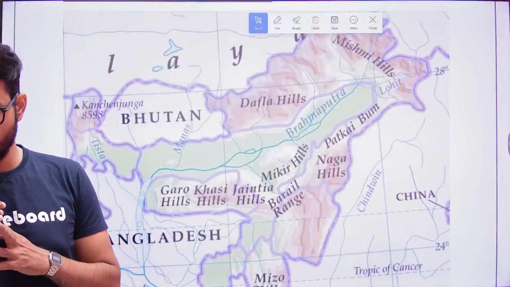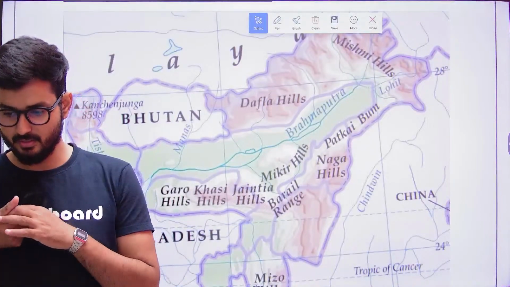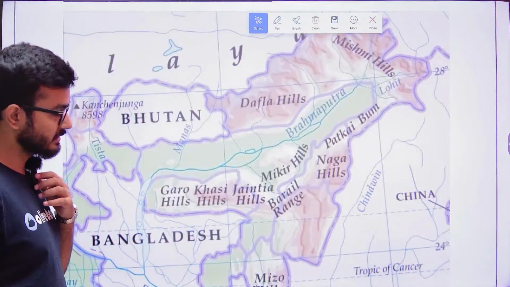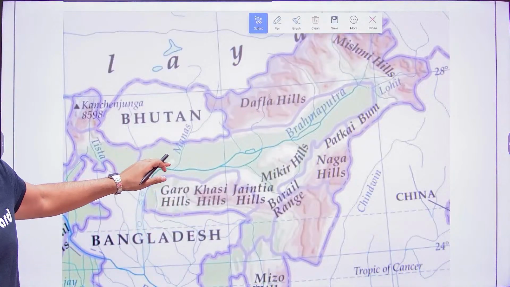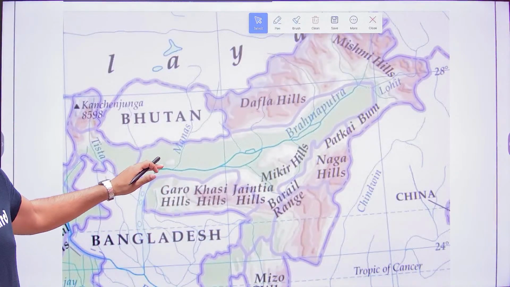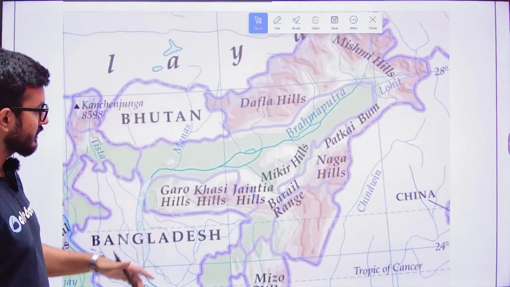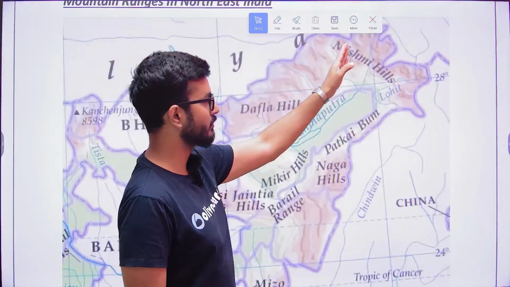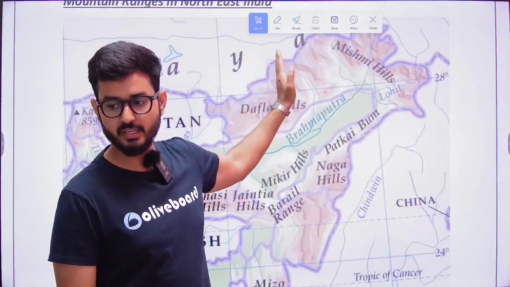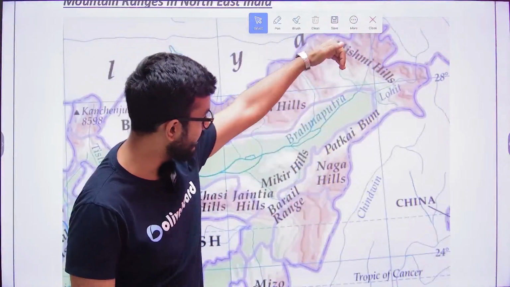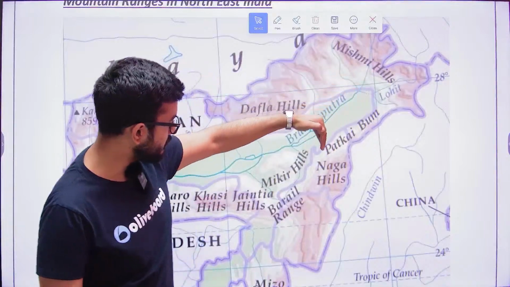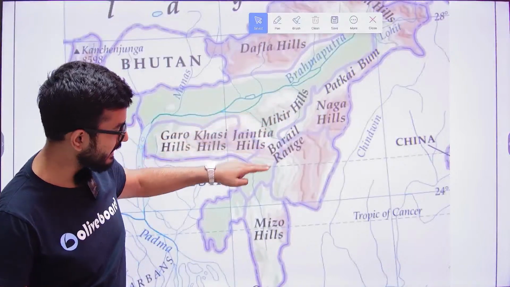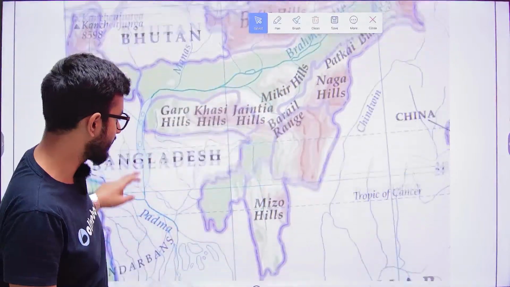Now, the other aspect is that this is going to be the area of the northeast. In the northeastern part, which are the mountain ranges? Here you need to know about Garo, Khasi and Jaintia. Then there is the Dafla, Miri, Abhor, Mishmi. Then from this direction there is Patkai Bum, Naga, Mekir, Barail and Mizo. So this is the order you'll have to remember.